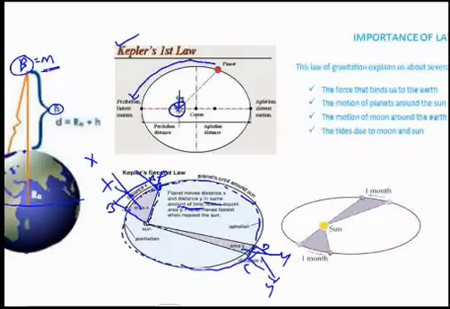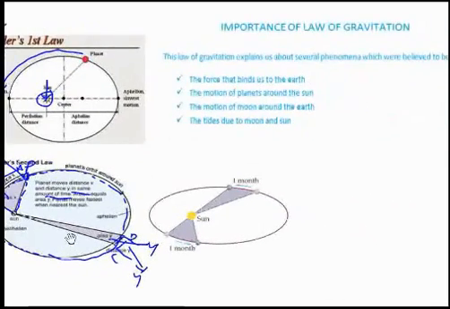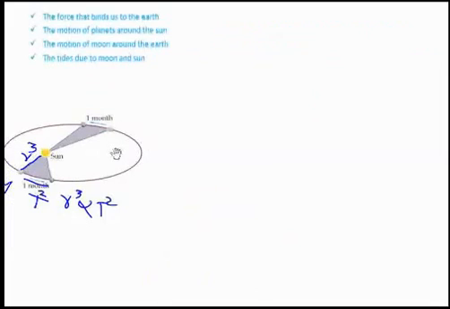Let us try and understand the third law of Kepler. The third law of Kepler states that the cube of the average distance of a planet from the sun, if this is the distance r of it, is directly proportional to the square of the period of the revolution. If the period of revolution is t, then r cube is directly proportional to t square.